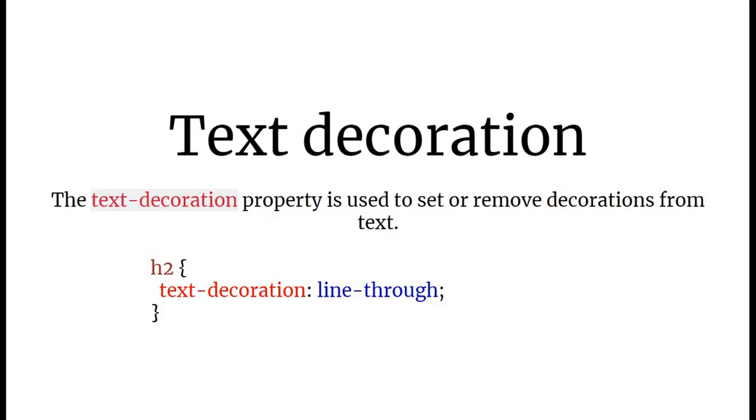Now we are going to see some text decorations. Now how to do a text decoration. The text-decoration property is used to set or remove decorations from the text. The syntax for it is text-decoration, and you can use any values over there.